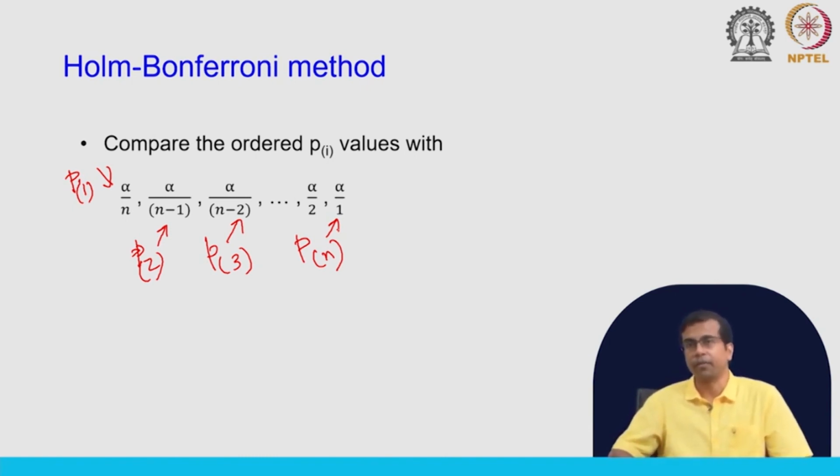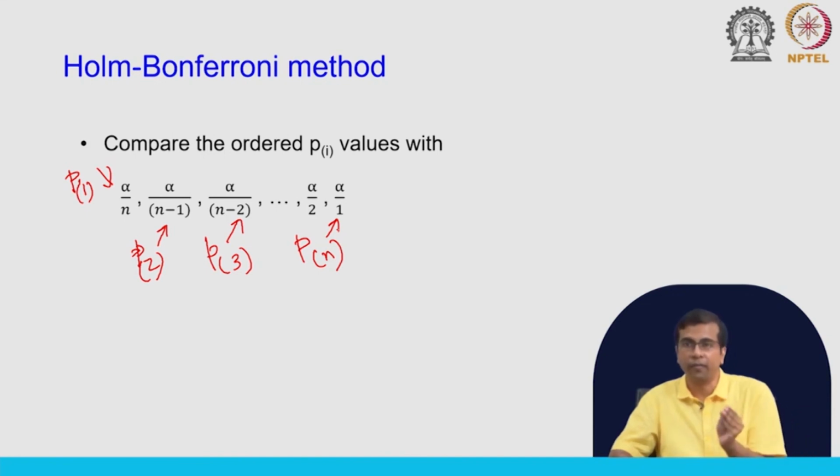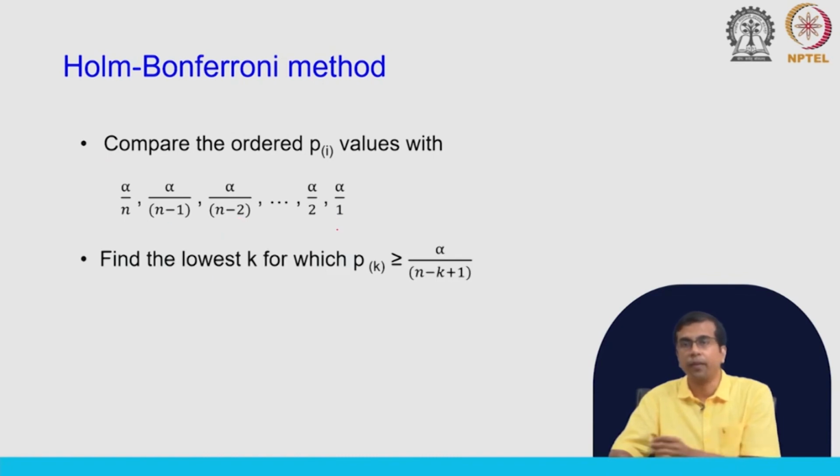So, what you are seeing here is that you are gradually shifting the cutoff. For each test the cutoff is different, based on the original p value. So, again you sort these p values and you set these cutoffs, and these cutoffs are different for each test. Now, you apply these conditions. So, after you do these comparisons you find the lowest k for which this p k, the ordered p value, is greater than or equal to alpha divided by n minus k plus 1.